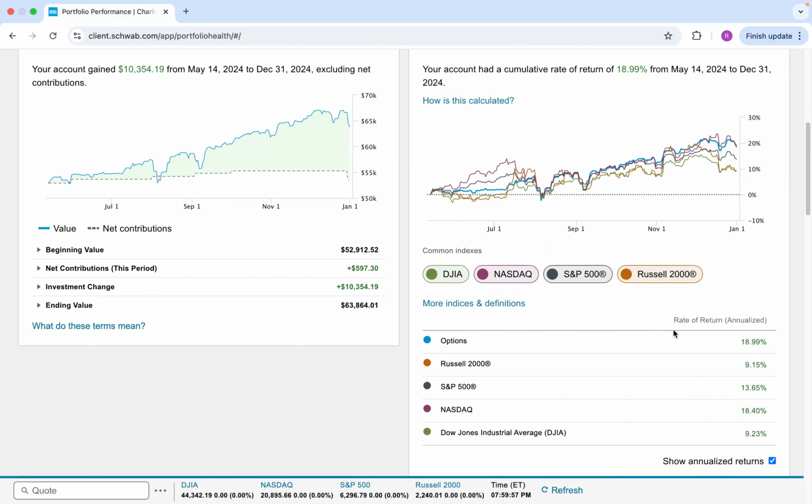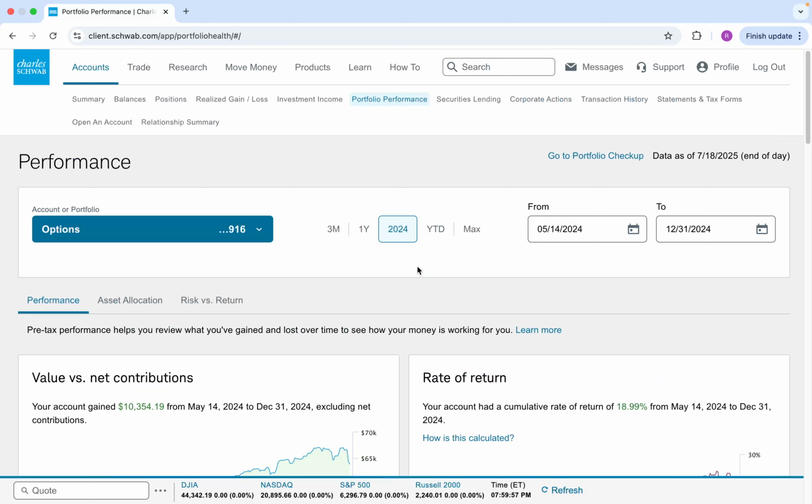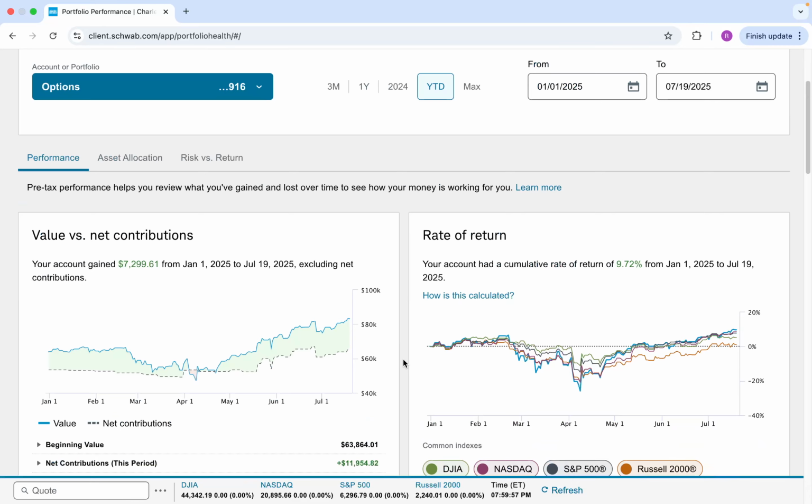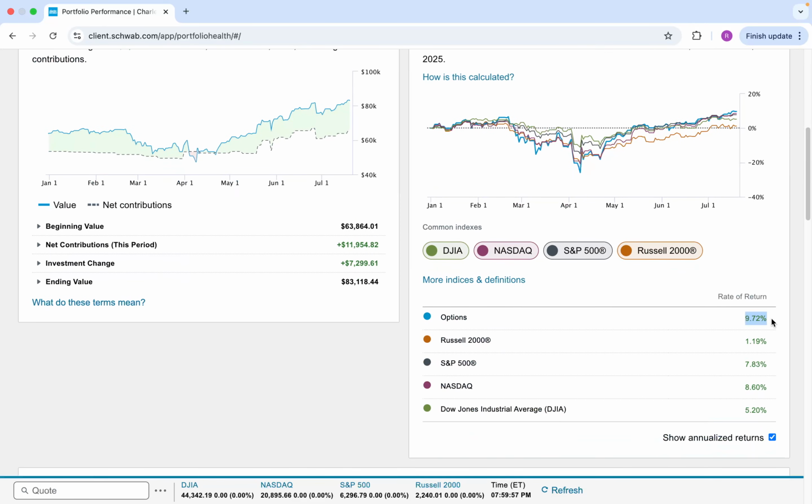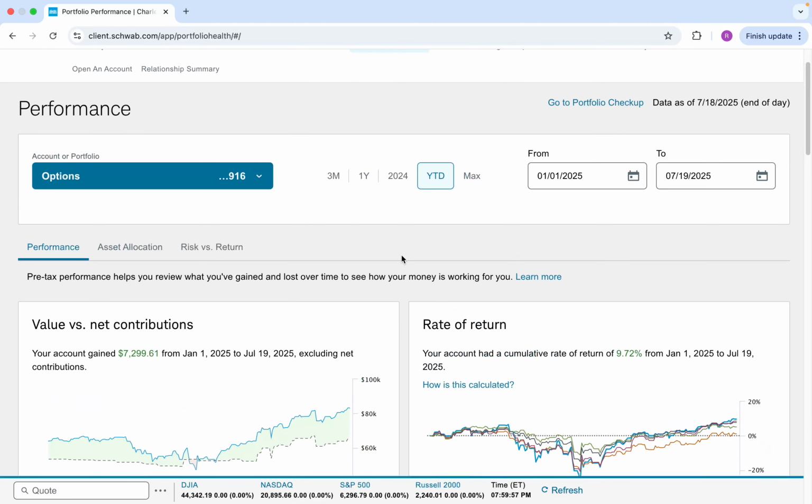2024, options 18.99. Next best is 18.4, so squeaking out a little bit of a win there against the NASDAQ for all of 2024. And keep in mind on all these, this is total return, so this includes income, which obviously I'm in high yield ETF funds that pay up to 30% yield, or even more than 30% yield on average. So that's why it's factoring in here. And then year to date right now, 2025, I'm up 9.72 against the NASDAQ 8.6. So up a little bit more than 1% on that.